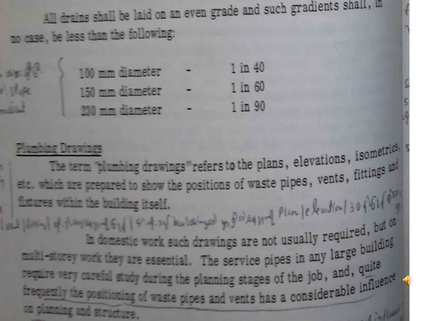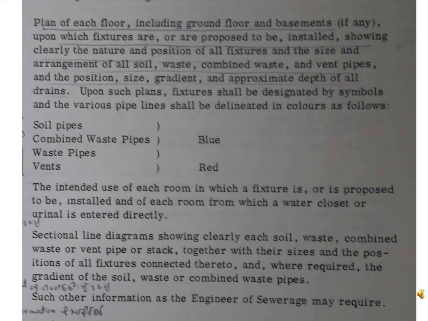The plan of each floor, including the ground floor and the basement, upon which the features are proposed to be installed, should show clearly the nature and position of all features, and the size and arrangement of all soil, waste, combined waste and vent pipes. So on any drainage plan you have to indicate all the soil pipes and combined waste pipes, and appropriate colors have to be utilized. For the soil pipe and the combined waste pipe, you have to utilize blue, and for the waste pipe and the vent pipes, you have to utilize red.